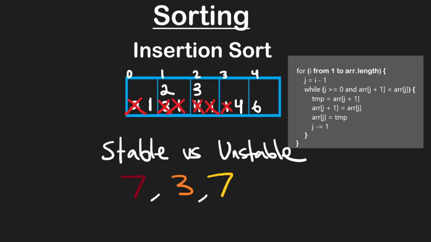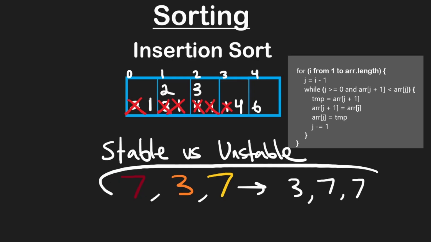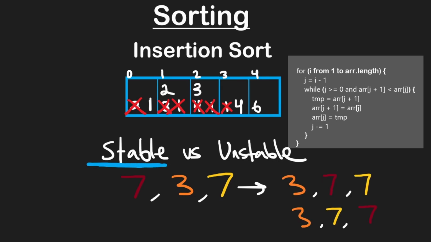Let's say we had this array of values 7, 3, 7. Any sorting algorithm is going to take these values and put them in sorted order, which would be 3, 7, 7. Any sorting algorithm could do that, but the difference between a stable sorting algorithm and an unstable sorting algorithm is this. This is what a stable sorting algorithm would do. It would put the numbers something like this.